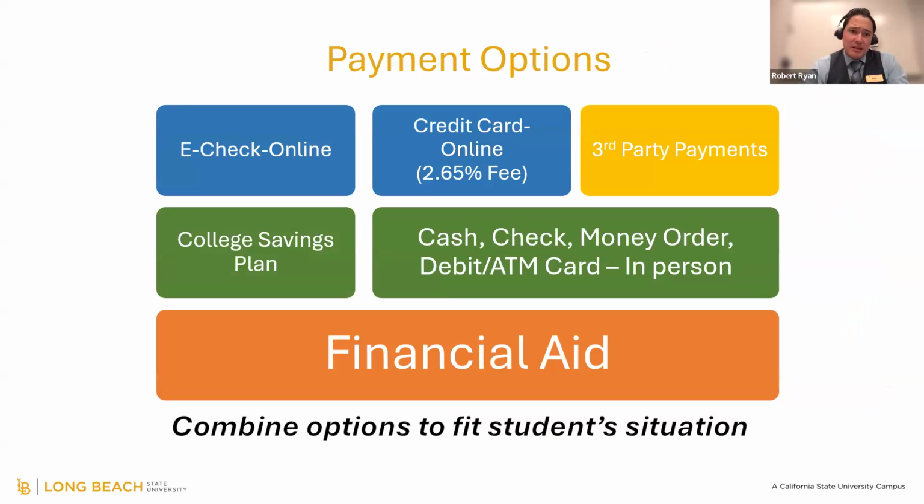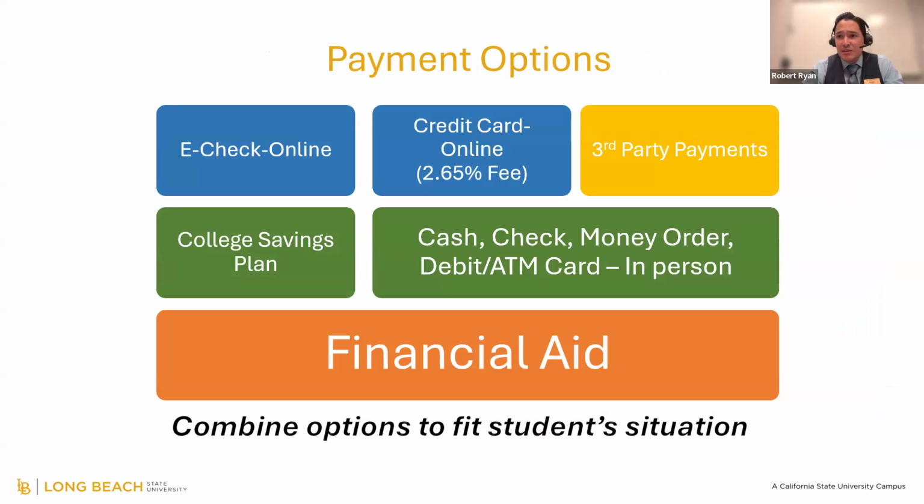Some payment options. I've mentioned the online payments, so that would be e-check, which pulls directly from your routing and account number from your bank account. You can pay with a credit card online as well. Just keep in mind there's a 2.65% service fee with that. Third-party payments, so that would be like a company or a government agency that is going to sponsor and pay for the student. We would handle that as well.